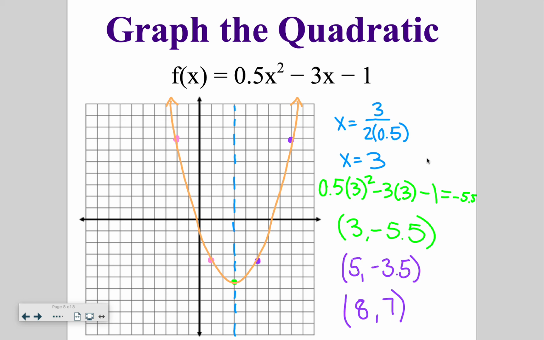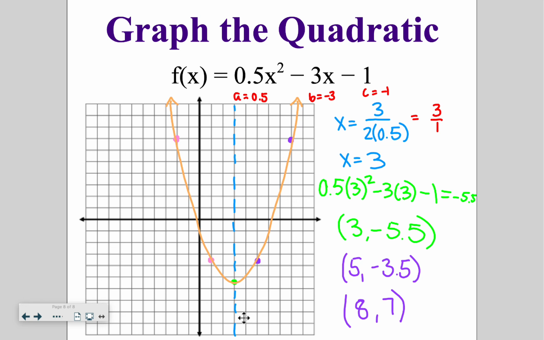So with this example right here, once again, we start with our axis of symmetry. So our A value is 0.5, our B value being -3, and our C value being -1. So we take the opposite of B, so +3 over 2 times A, which is 0.5. That gives you 3 divided by 1, giving you your axis of symmetry at x equals 3, so that dashed line. Then you plug 3 into your quadratic, and when you do that, you get an answer of -5.5. So your vertex is at 3 to the right and 5.5 down. Once again, right on top of that axis of symmetry.